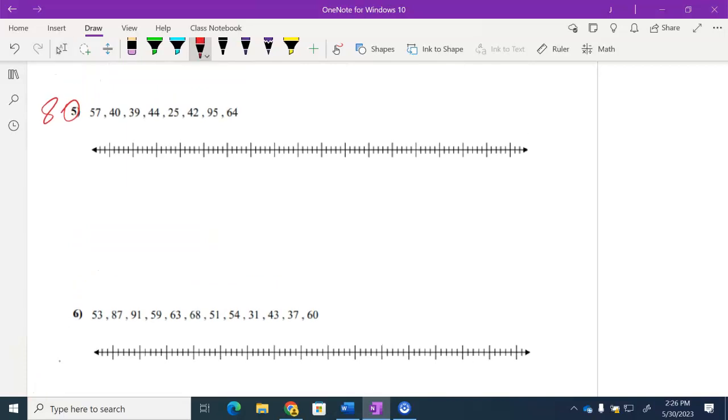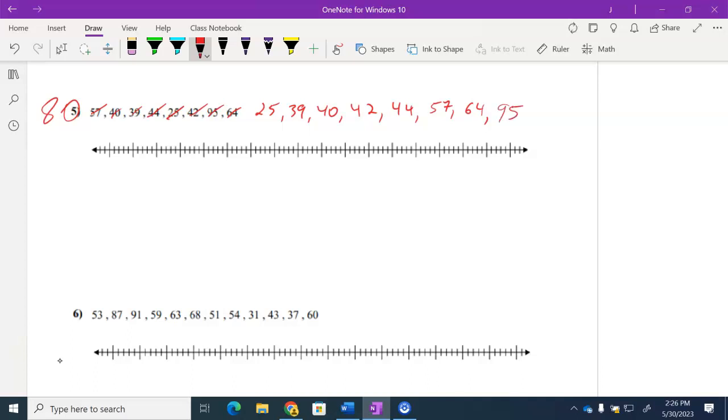So the first thing you need to do is put these numbers in order, least to greatest, like I told you before. So we'll start with, I think 25 is the lowest number, so we'll put 25, then 39, and then I guess 40 is next, and then 42, and then 44, and then 57, and then 64, and finally 95.